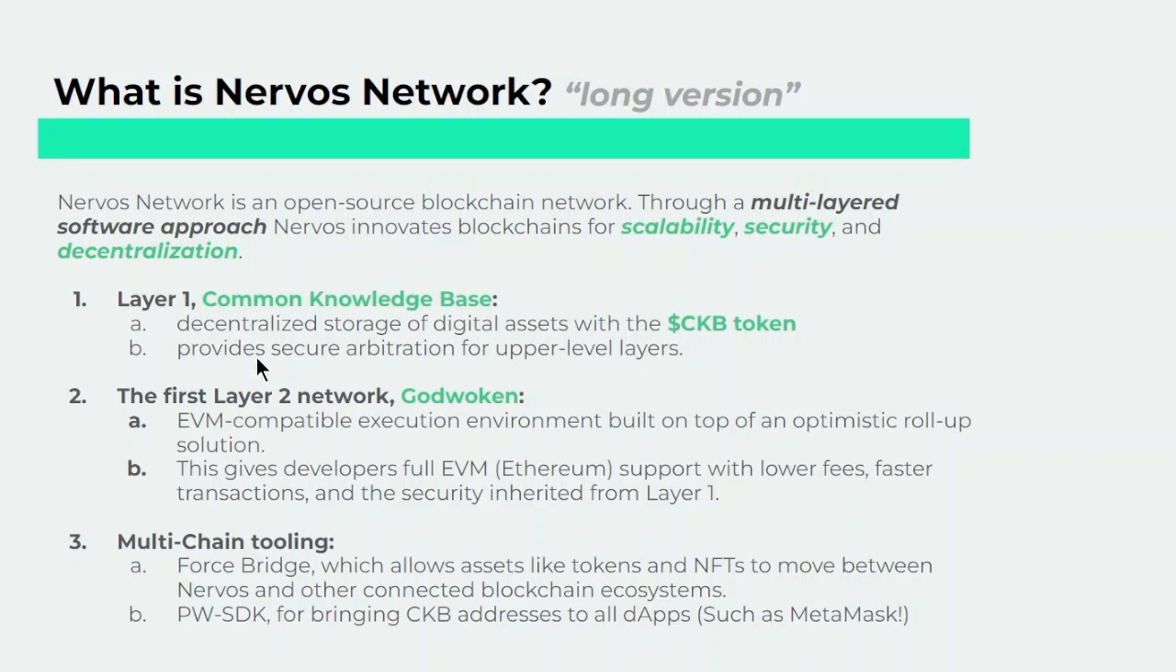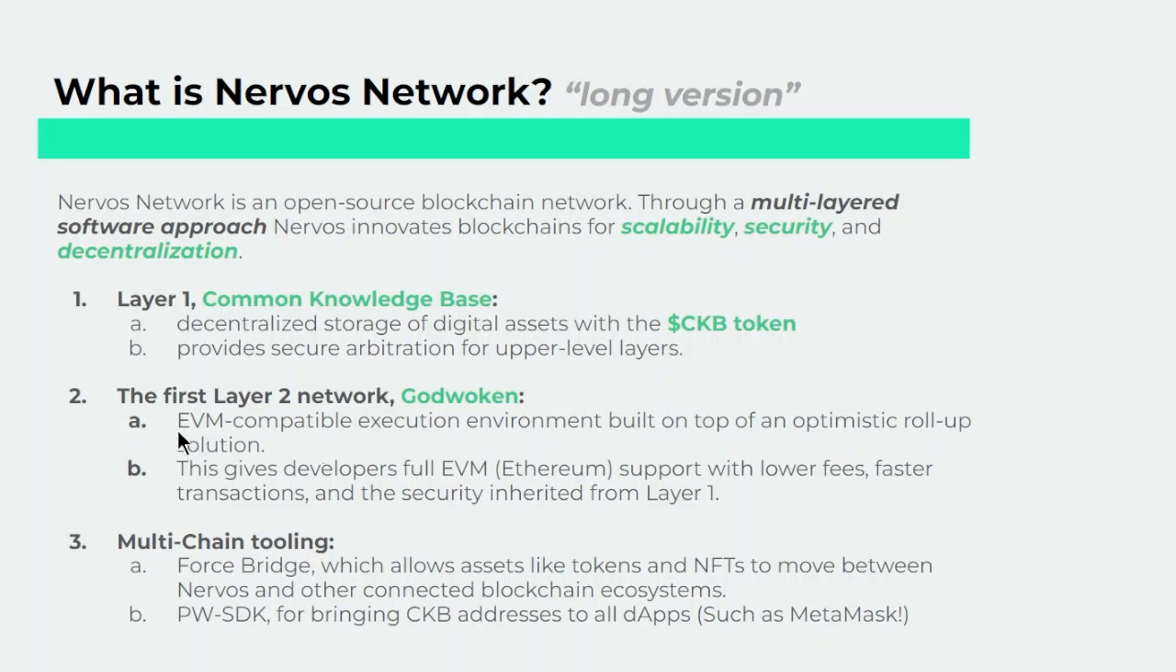Additionally, this is where consensus takes place. So secure arbitration for upper level layers is taking place here. So Godwoken can benefit from the secure arbitration or consensus from layer one, which is great. It can inherit the security from layer one. Our first layer two network, and I say first because there's definitely so much potential for there to be more layer twos on top of our layer one, is known as Godwoken. And Godwoken is an EVM compatible execution environment built on top of an optimistic rollup solution. Whew, a lot of technical jargon here, but we'll get into this soon.